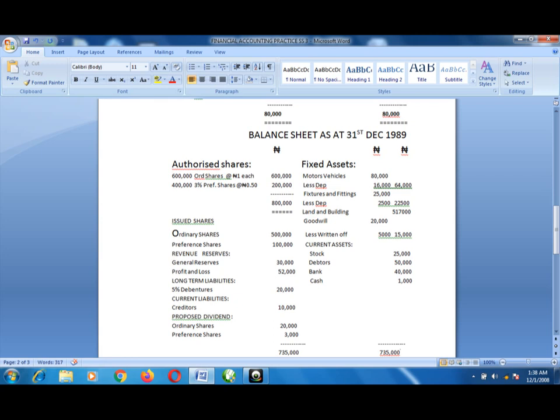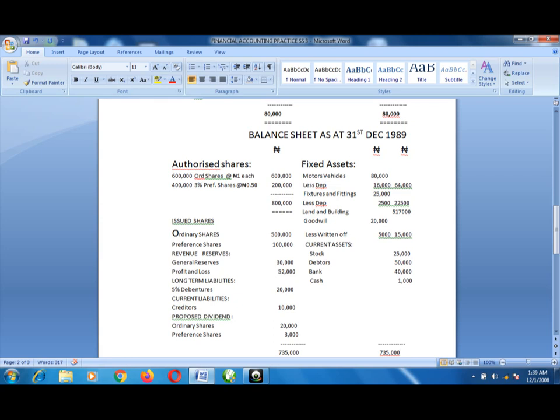Subtotal will be 64,000. Fixture and fittings, you have 25,000 naira less depreciation, provision for depreciation 2,500. So the subtotal will give us 22,500 naira. Land and building, no depreciation is given. You have land and building 517,000 naira. Goodwill 20,000 less goodwill written off 5,000 will give us 15,000 naira.